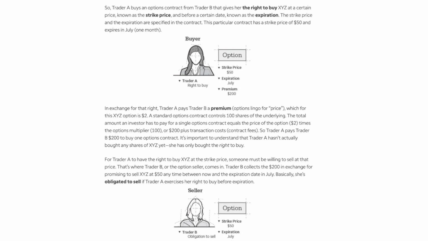For Trader A to have the right to buy XYZ at the strike price, someone must be willing to sell at that price. That's where Trader B, or the option seller, comes in. Trader B collects the $200 in exchange for promising to sell XYZ at $50 anytime between now and the expiration date in July, because she's obligated to sell if Trader A exercises her right to buy before expiration.